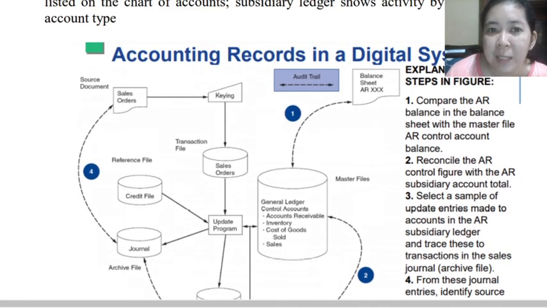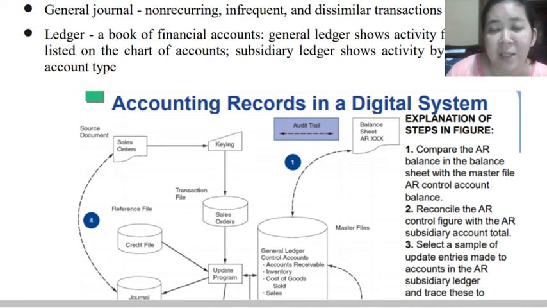So basically, accounting records in a digital system is not only helpful in making the recording efficient, it can also help in the audit trail. But they have to make sure that the entity uses the source documents alongside the computer systems, because in some cases the entity disregards the use of the source documents, which makes it difficult for them to verify and to have the audit trail for the auditor later on.